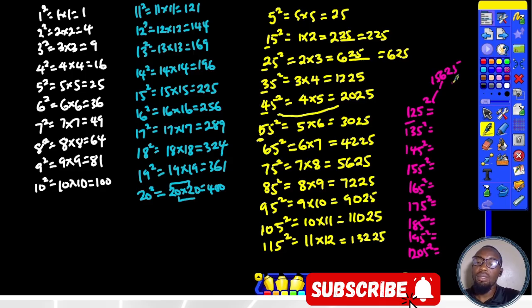If you try 135 squared, just do 13 times 14, and 13 times 14 is 13 times 13, which is 169, plus another extra 13, which is 182. So if you have 182 here, just add 25 and you're good.